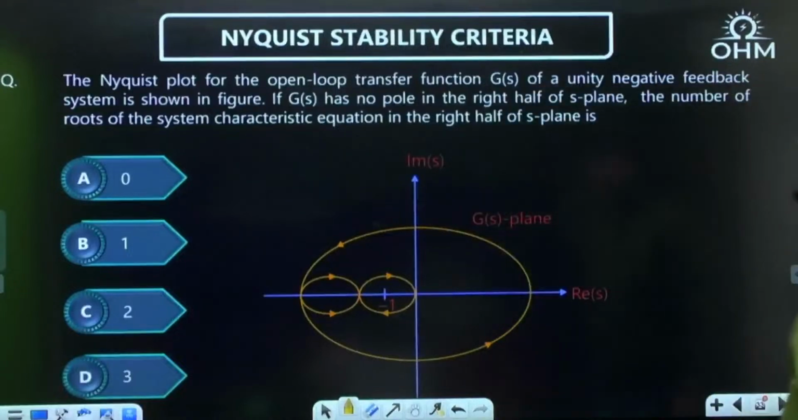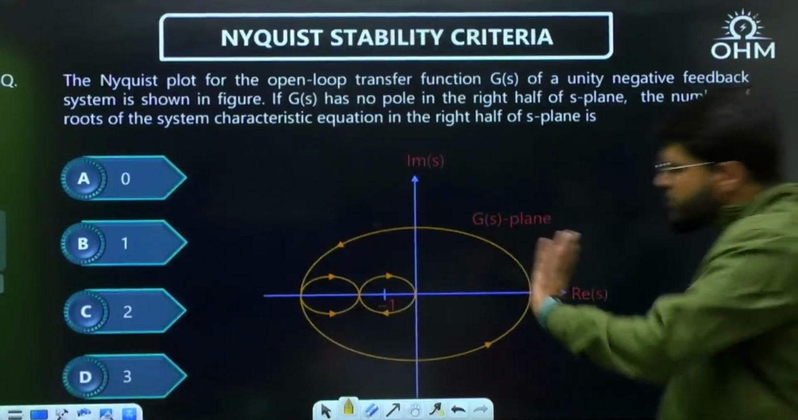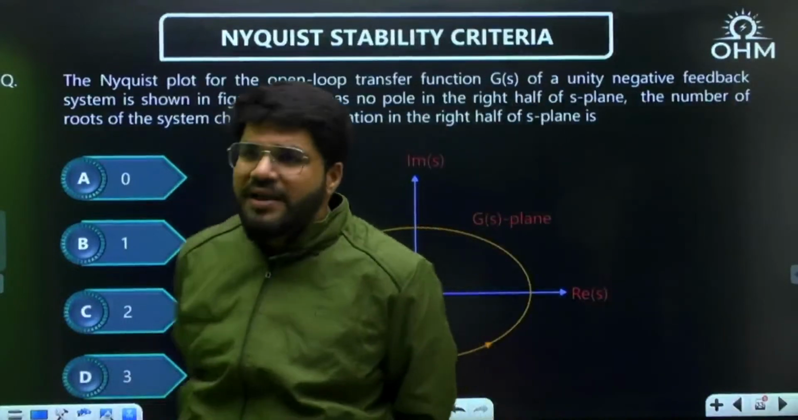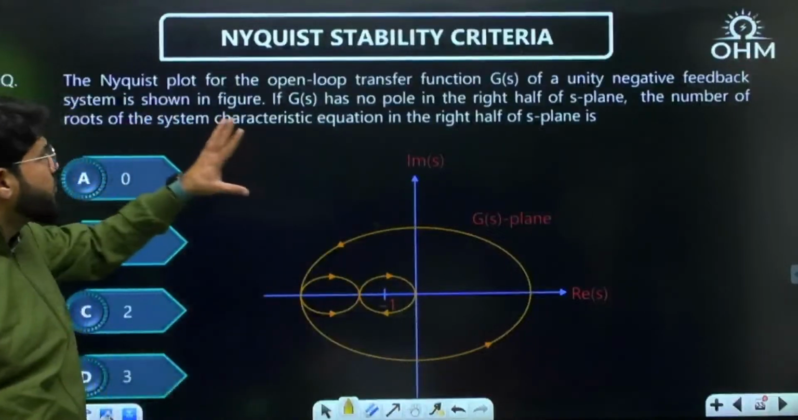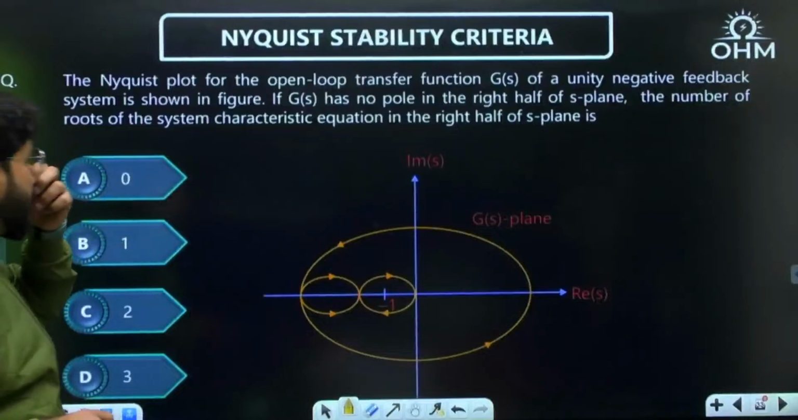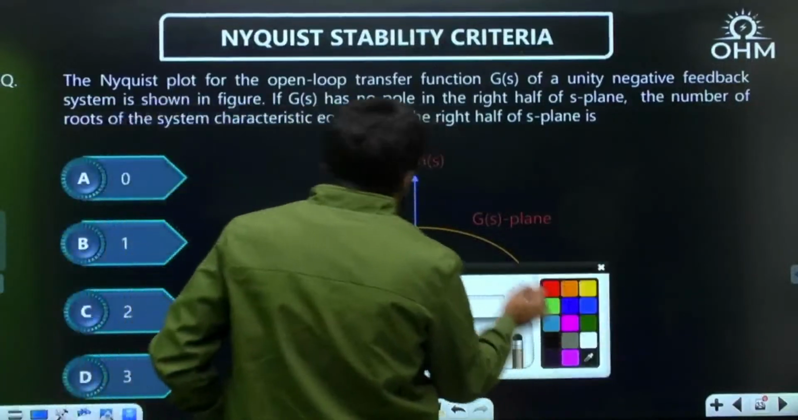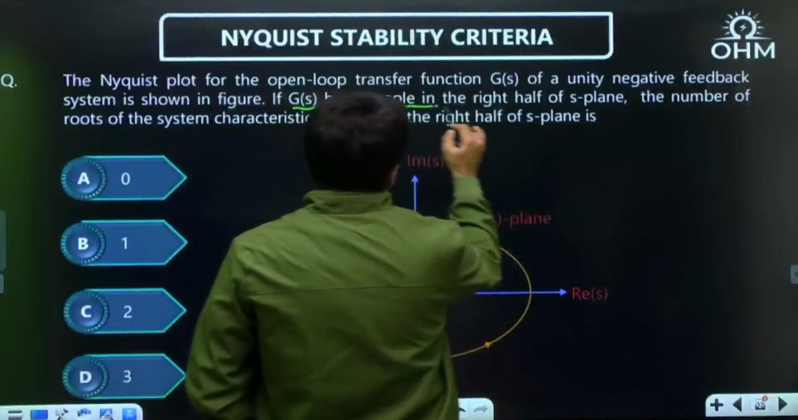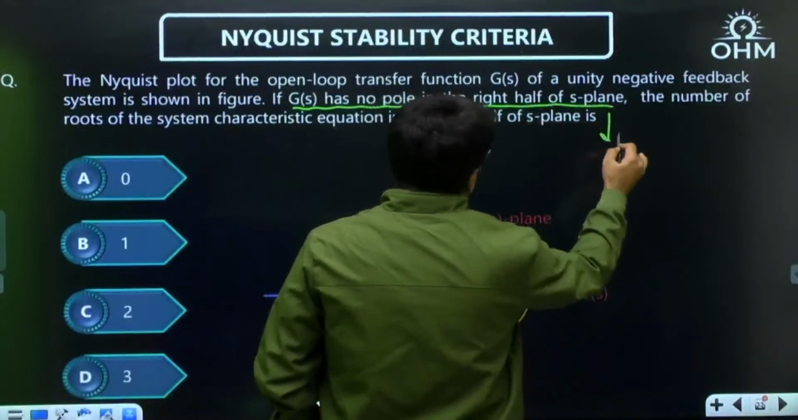Question. The Nyquist plot for the open loop transfer function G(s) of a unity negative feedback system is shown in the figure. Some Nyquist plot is shown to you. If G(s) has no pole in the right half of the S-plane, what does it mean?